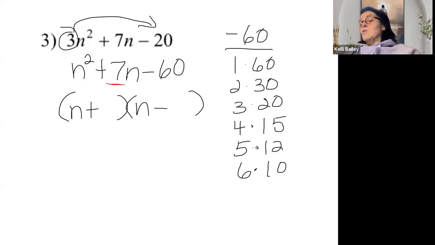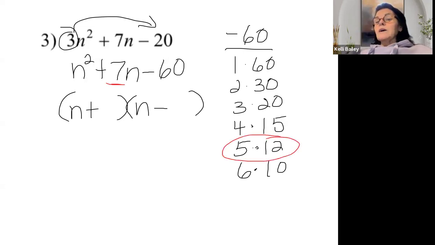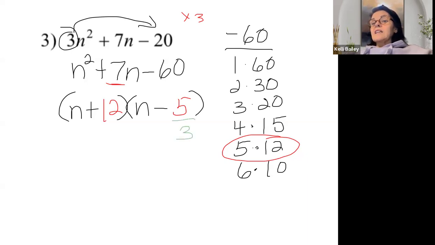10 minus 6 is 4. Nope. 12 minus 5 is 7. There's my winner. So I put a 12 first, very important, and a 5 second. Now I cheated. Got to uncheat. Remember, I cheated by going times 3. Got to uncheat by going divide by 3. So I'm going to put a 3 under. That's my under.